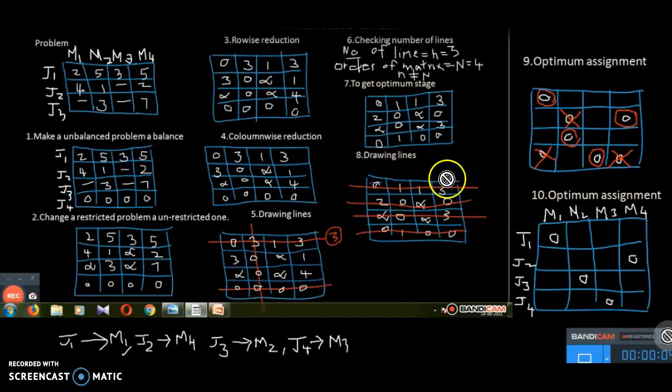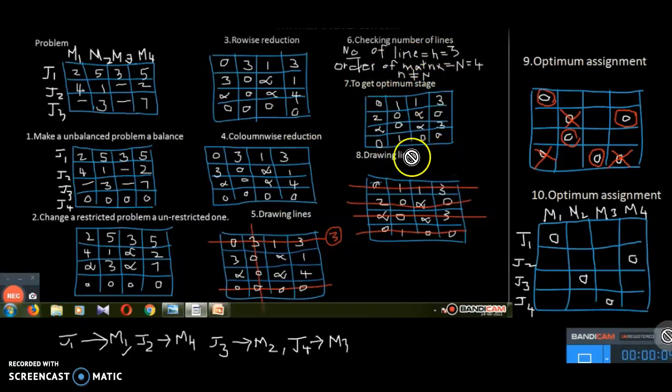Now after making these adjustments, we have to draw the lines. If we draw the lines through the maximum number of zeros, we have to start with the maximum number of zeros. Here the possible maximum number of zeros is 4. So let us take the first row: only one zero. Second row, two zeros. Third row, only one zero. Last row, three zeros only.